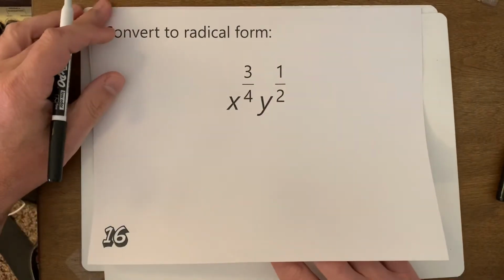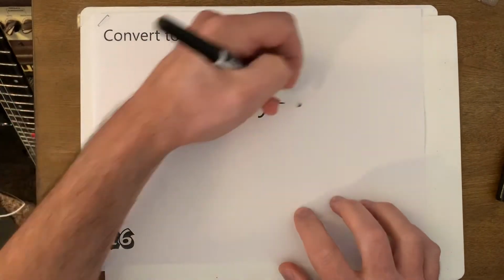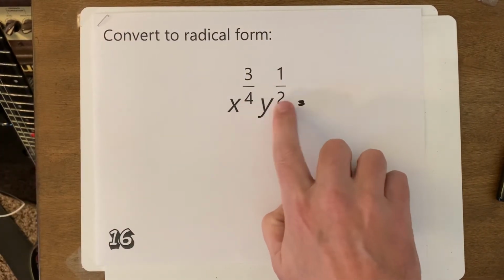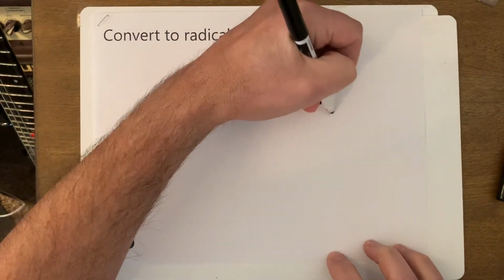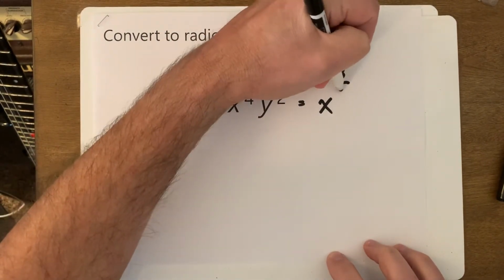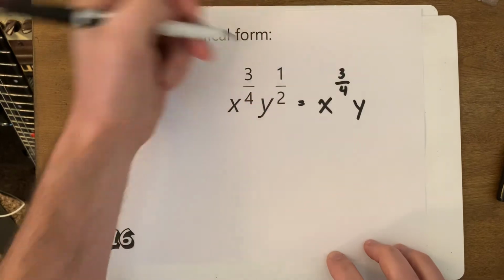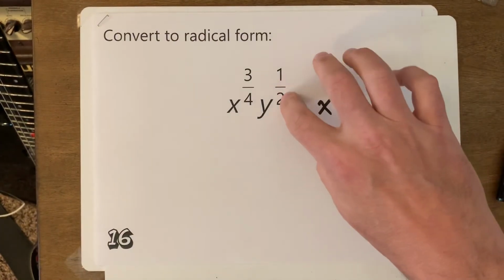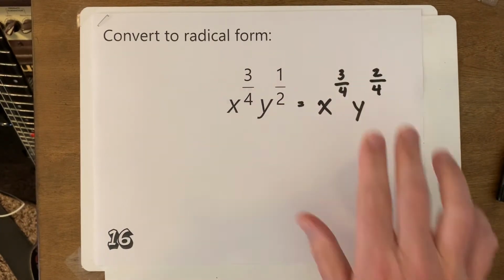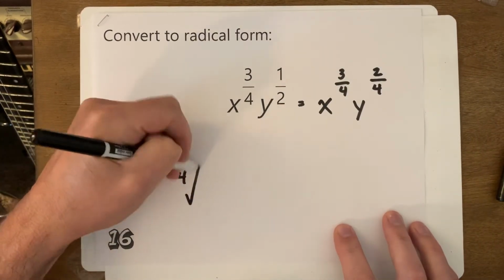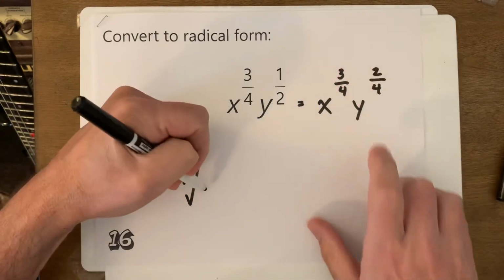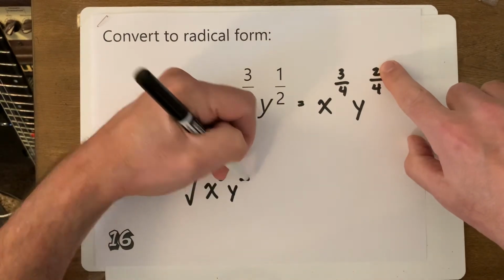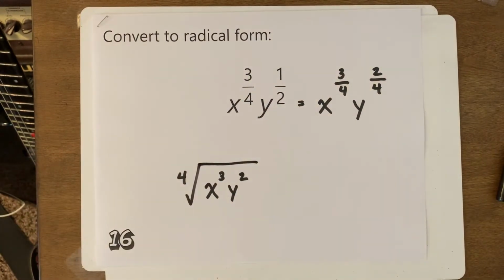So what happens when the fractions do not have the same denominator? Well, what I'm going to have to do is make them the same denominator to use that same mechanism. So x to the 3/4, y to the, instead of 1/2, I'm going to put 2/4 there. Because 2/4 is the same thing as 1/2, but I do get a common denominator. So my index will be 4, and then x cubed y to the second power squared. And that one is done.